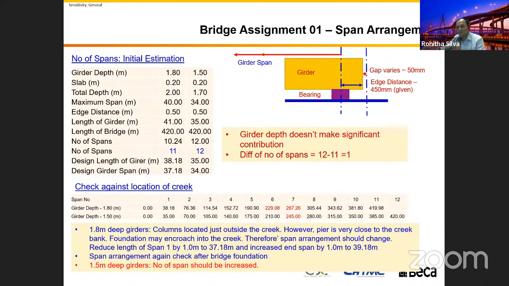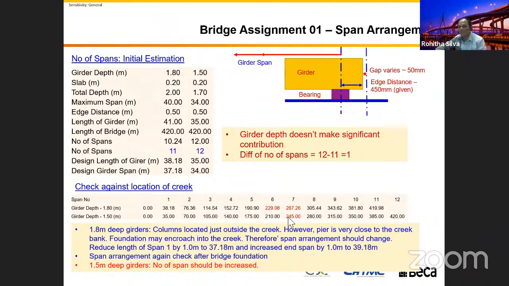Yeah. No, because you need to understand your column has a width, your foundation has a width. Because of that, this is too risky. But if you see the next span is 267.6. The creek station starts at 230, the end at 260. In this one, the pier number 7 stays away from the creek. But this is too close.